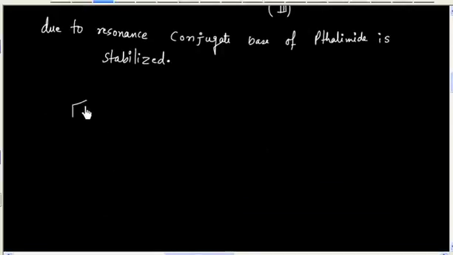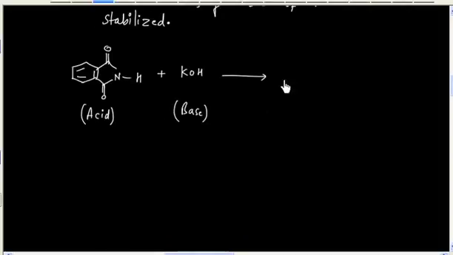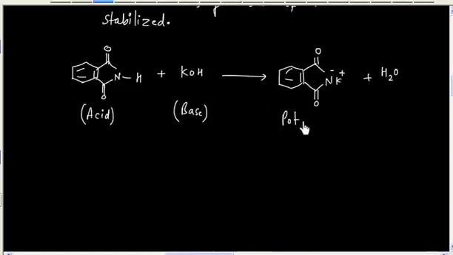When phthalimide is treated with a strong base, like KOH, we will have an acid-base reaction and the corresponding salt is formed. So this is the potassium salt of phthalimide.